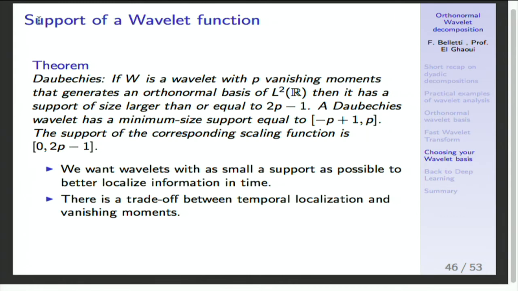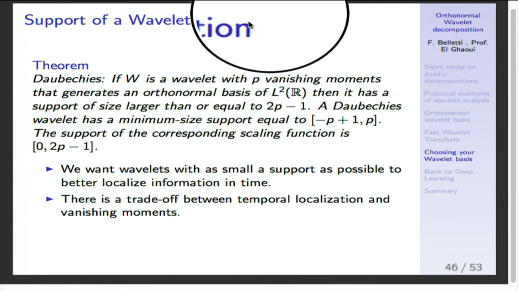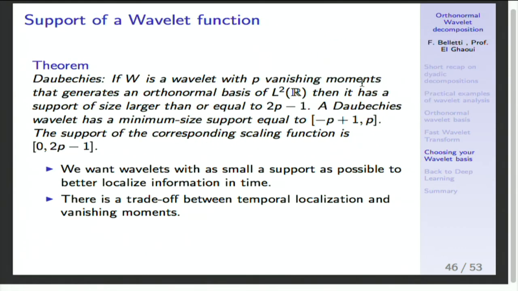And there is a theorem that was discovered by Daubechies, who created the family of wavelet functions with the same name, that tells you that you cannot have an arbitrarily small support for your wavelet function if you want a certain number of vanishing moments. So there is inherently a trade-off between the number of vanishing moments a wavelet function can have and the compactness of its support. The more vanishing moments you have, the broader the support.